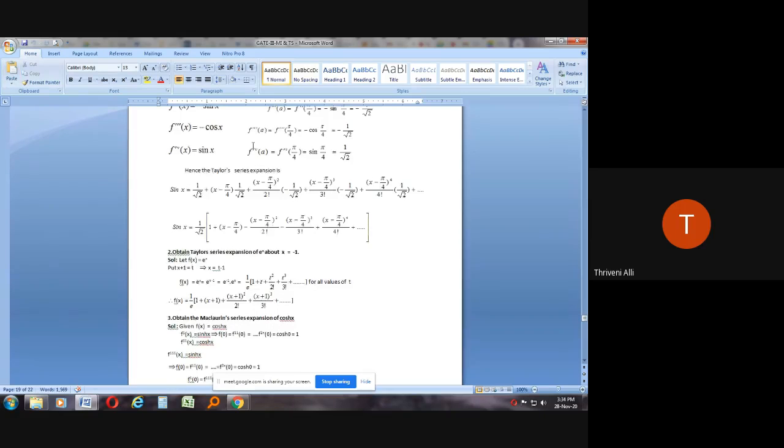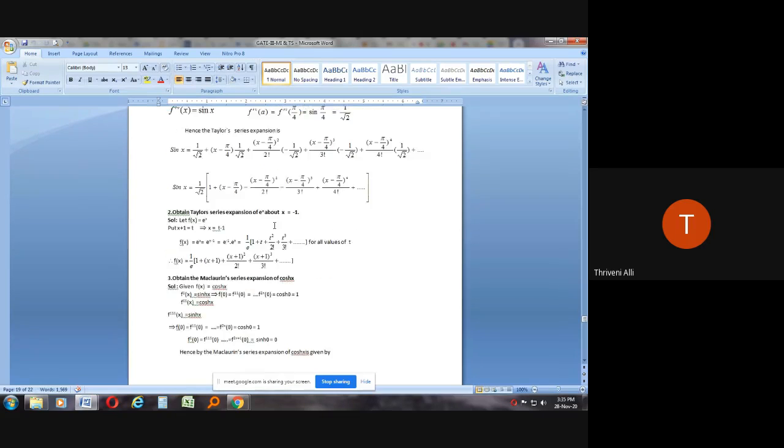Next, we can also do the expansion of e power x about x equal to minus 1 by an alternate method. Let x plus 1 equal to t, so x is t minus 1. Our function e power x becomes e power t into e power minus 1, and e power minus 1 is 1 by e. The expansion of e power t is 1 plus t plus t squared by 2 factorial and so on. At the end, we replace t by x plus 1. So we can do this problem in Taylor series expansion also by taking it this way.